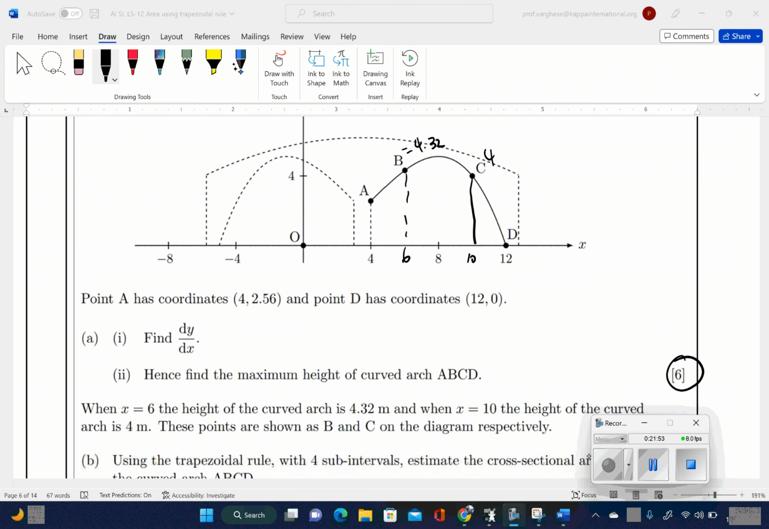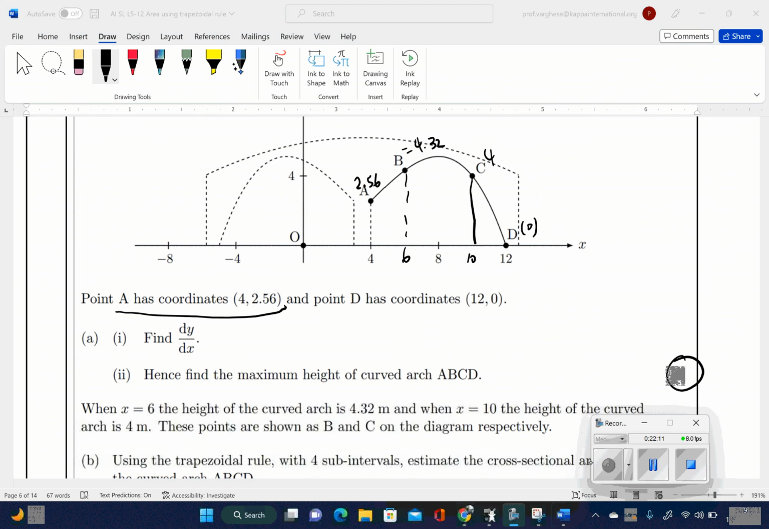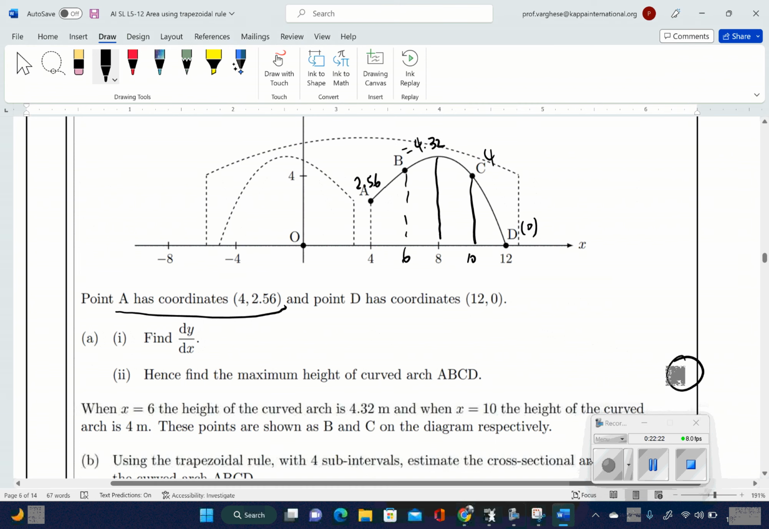They're also telling me that point A has coordinates of 4 comma 2.56. So at 4, this height is going to be 2.56. And they're telling me that point D, which is this one right here, is going to be 12 comma 0. So my height is going to be 0. I've also figured out that the maximum height of curved arch ABCD, which is this right here, we just figured out was 5.12 meters. Okay, so good. So now we have all of the numbers that we need to go ahead and use the trapezoidal rule with 4 subintervals.